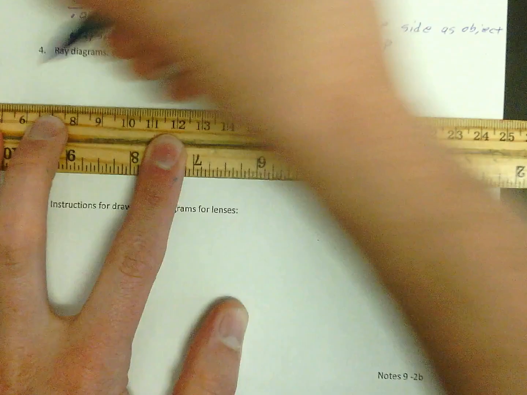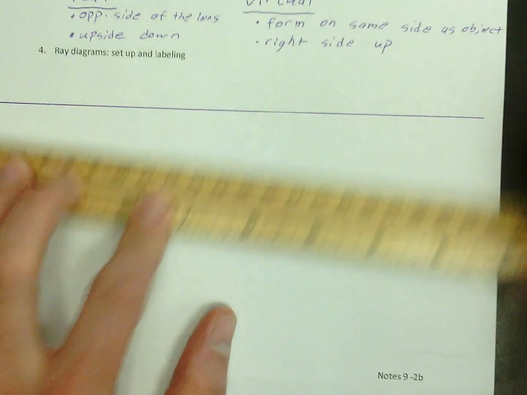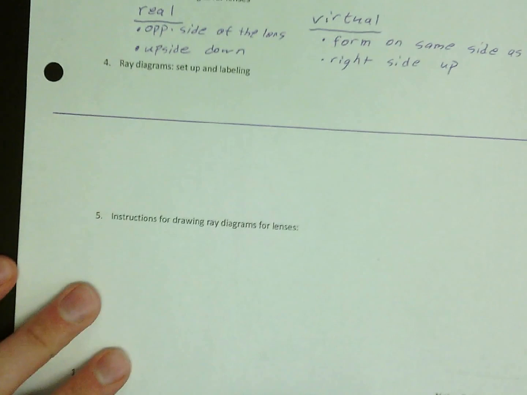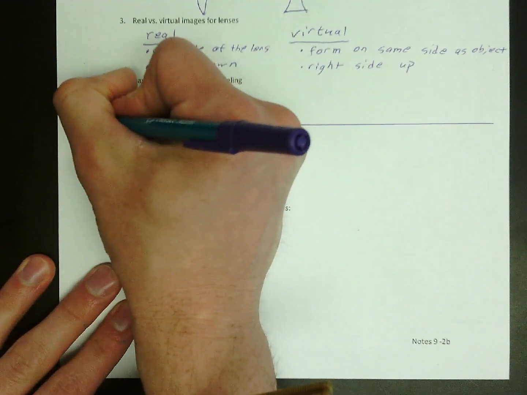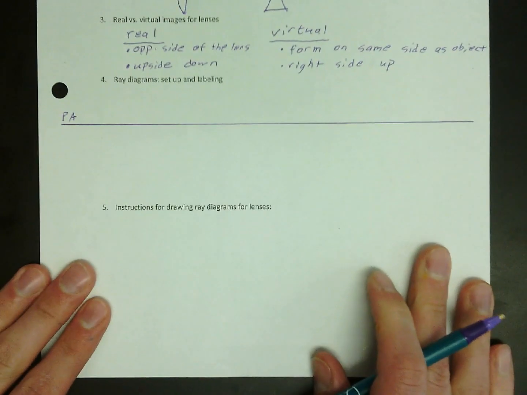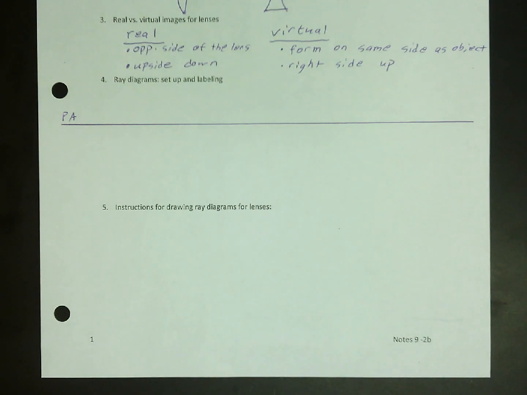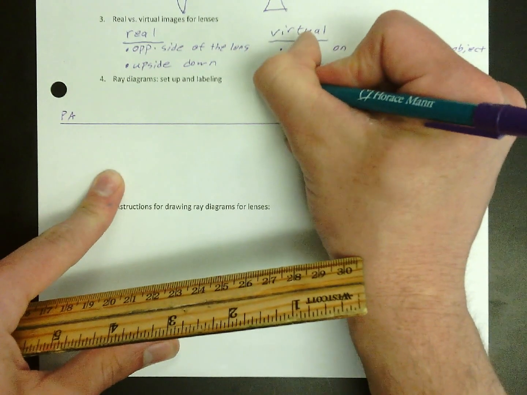So, first thing we're going to do is we're going to draw a straight line across the page, just like that. And that is our principal axis. This isn't very straight. Hashtag relatable. So that's the principal axis. First thing we do, we draw the principal axis. Second thing we do, we draw our lens.